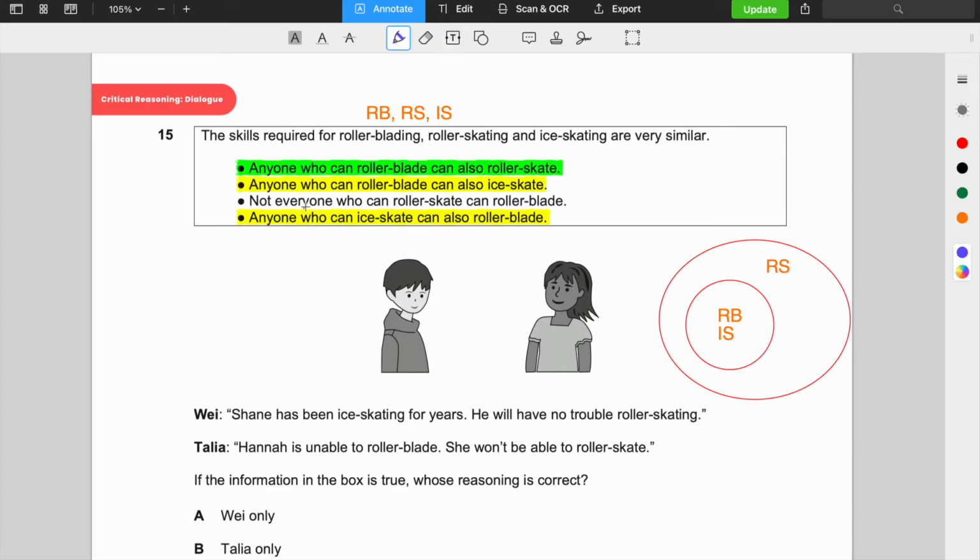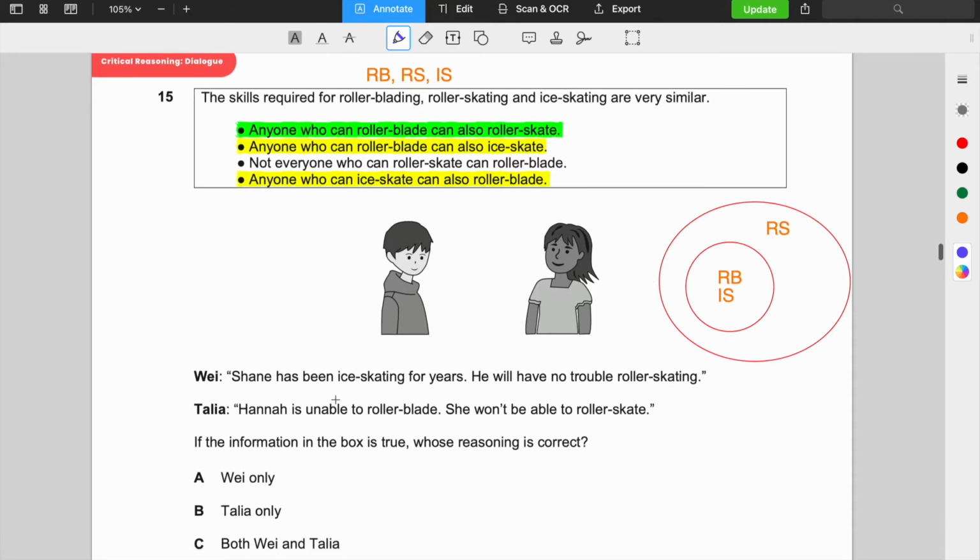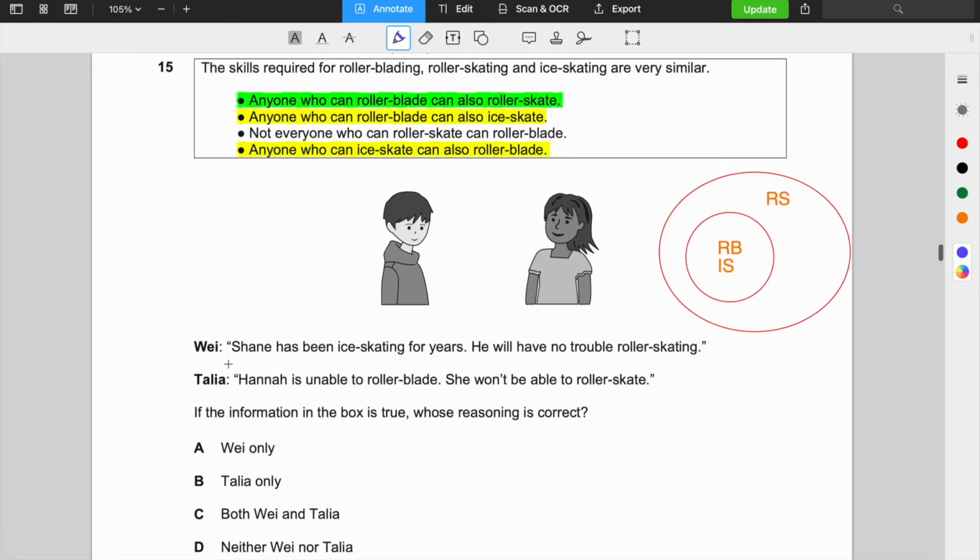Then we don't have to worry about C. Well, C is relevant because it just shows that our diagram is correct. Not everyone who can roller skate can rollerblade. Yep, so our diagram is correct. There are people who can roller skate who can't rollerblade. Alright, so Shane has been ice skating for years. He will have no problem roller skating. Yes, because if Shane can ice skate, he's in that smaller circle, so he can definitely roller skate.